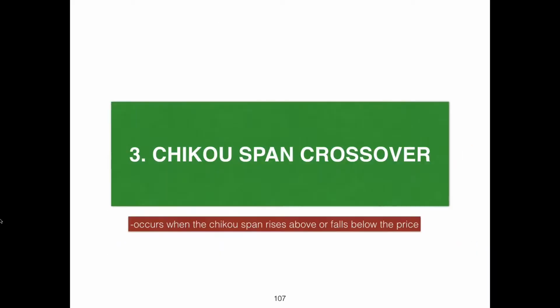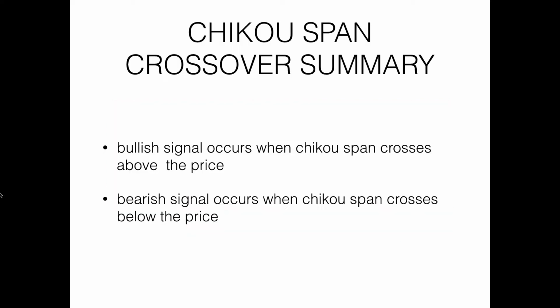Now let's talk about our next topic, the Chikou span crossover. This is the third of the 5 signals. This occurs when the Chikou span rises above or falls below the price. Remember we said earlier that the Chikou span defines ranges. So if the Chikou span is able to break above the price range, then that's a breakout. It's a bullish breakout. If the Chikou span breaks below the price range, then we have a bearish breakout.